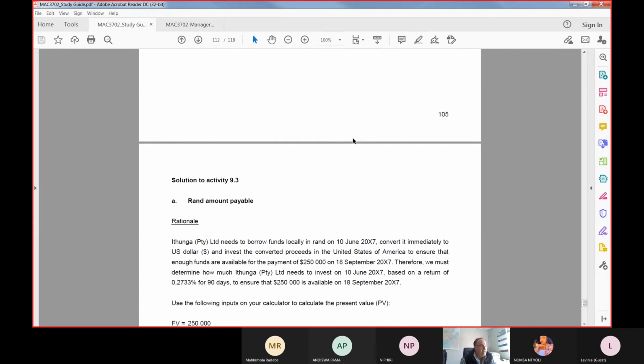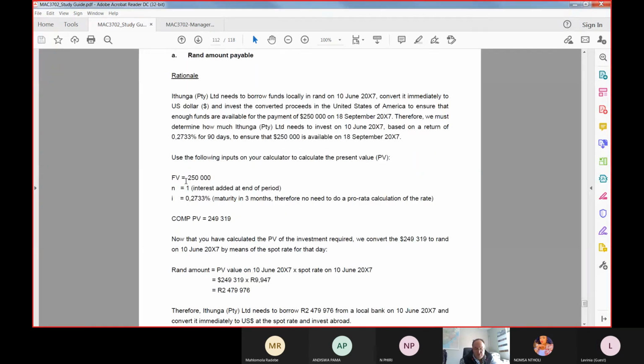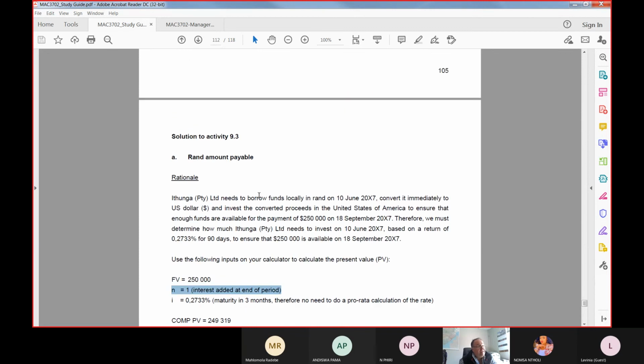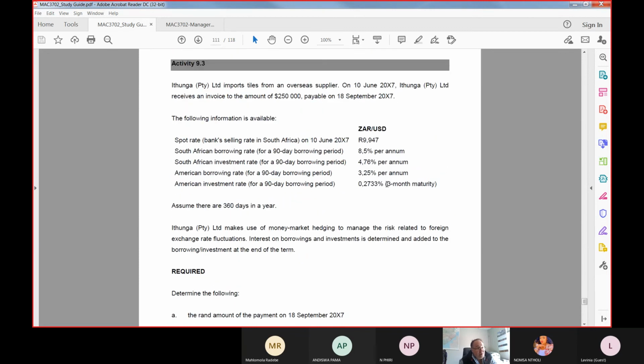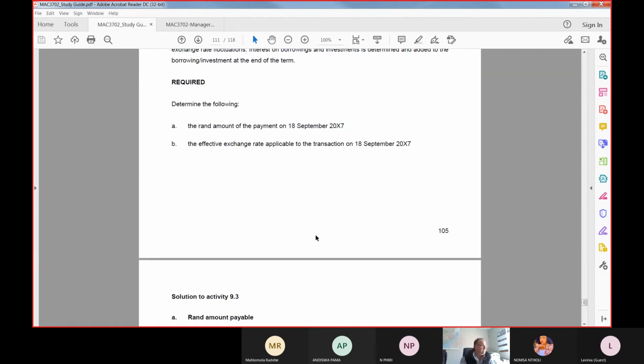So here is what I've done. Future value on your financial calculators, 250,000. Period of interest, 1 period, which is 3 months, because it's a 3-month maturity, 0.70. If that was, for example, 12 months, you would have to divide that by 12. Remember that. Because it's 3 months, this rate is per annum, so we will have to divide that by 12 and times it by 3, or divide that by 360 and times it by 90. Okay?